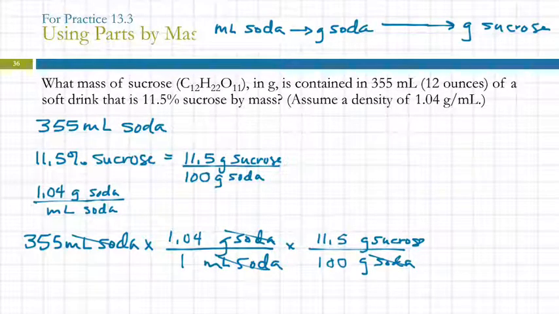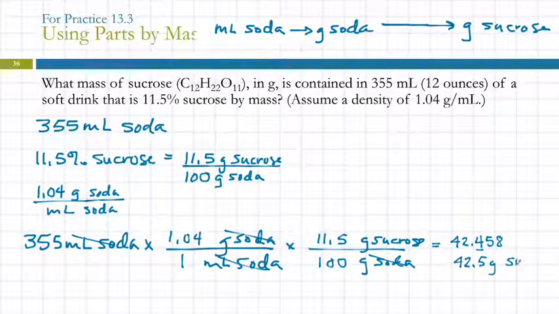This is not the only way you can set this problem up. Some of you are real good with percentages and stuff, and you can just string these together. You should still write it down, though. So we've got 355 times 1.04 times 11.5 divided by 100, 42.458. Sig figs would be 3, so 42.5 grams of sucrose.